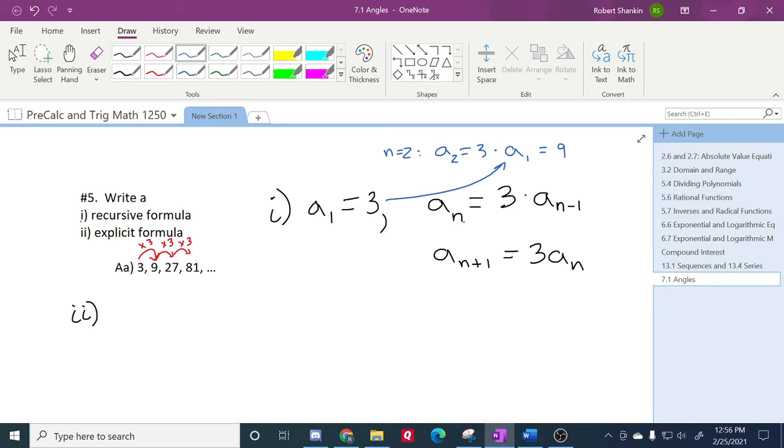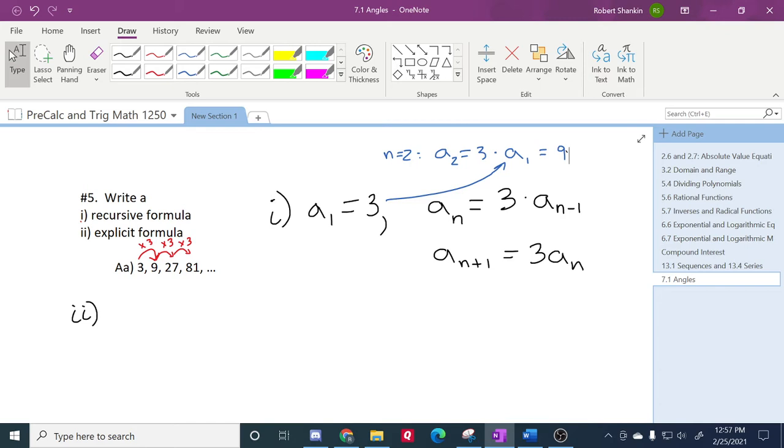Okay, let me give you a little time with the explicit. Explicit formulas are generally harder to come up with than recursive formulas. Okay, 30 seconds more.